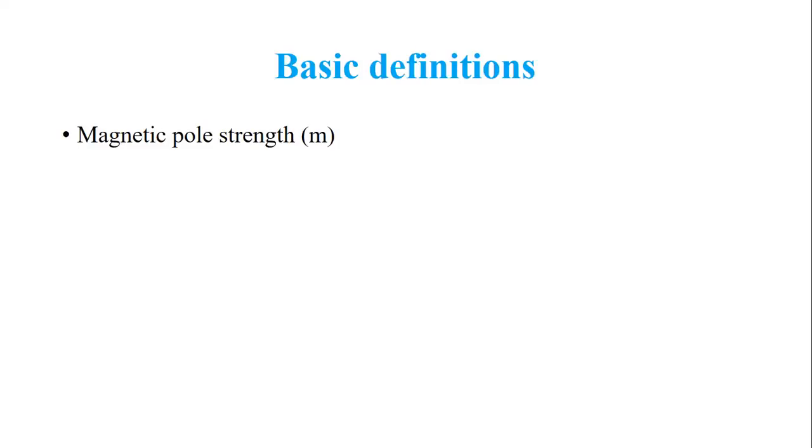So the force with which the pole of a bar magnet either attracts or repels the pole of another bar magnet when it is placed at a unit distance is what is called magnetic pole strength. Let me repeat. The force with which a pole of a bar magnet either attracts or repels the pole of another bar magnet which is kept at a unit distance is what is called magnetic pole strength.